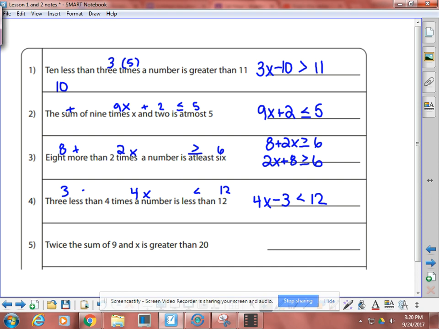And then our last one, twice the sum of 9 and x. Okay, so the sum of 9 and x is 9 and x. It's the sum, so it's going to go together. Well, twice that is 2 times it, and greater than is bigger than 20. It's not greater than or equal to, it's just greater than. So that's an instance where you would use your parentheses. 2 times the quantity 9 plus x greater than 20. Okay, so there are your examples for that. You should be able to figure out your worksheet pretty easily from here.